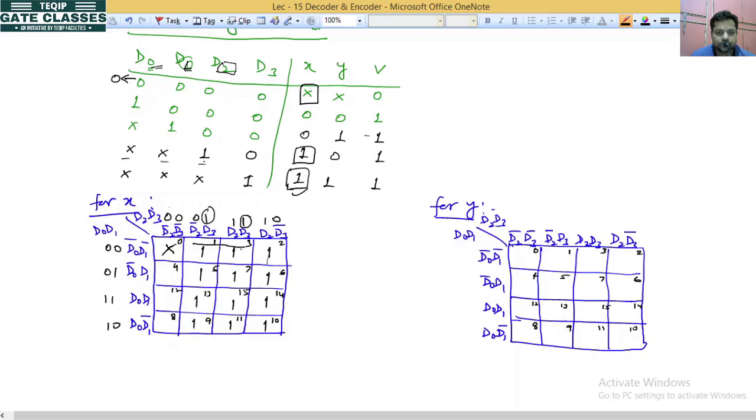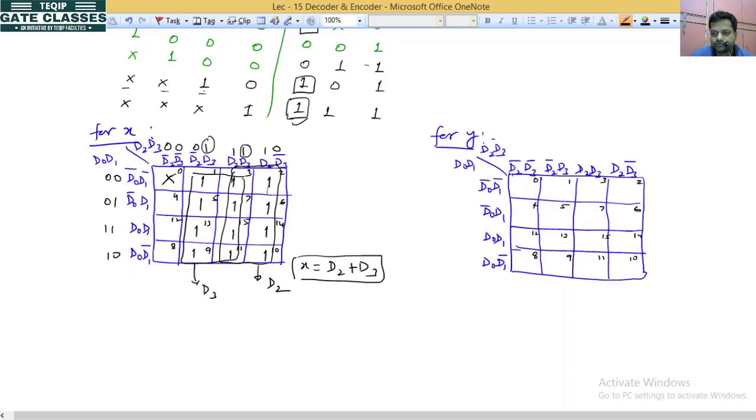Now if you group it, it will be 1 octet. This one will be the second octet. So what will be the expression for x? From here we get which one? D3 common, and from here for this octet we have D2 D3 and D2 D3 bar, so it will be D2 only. So x will be D2 plus D3.